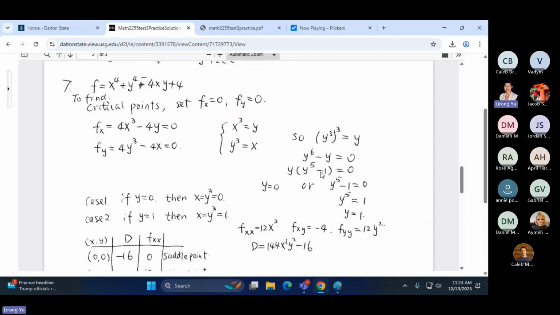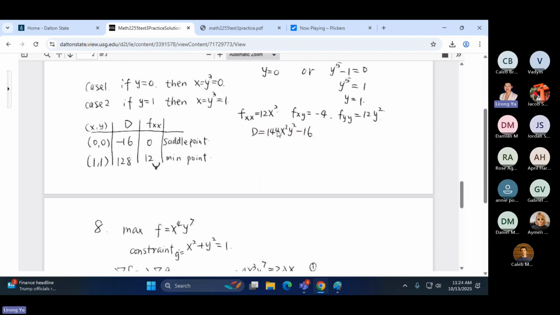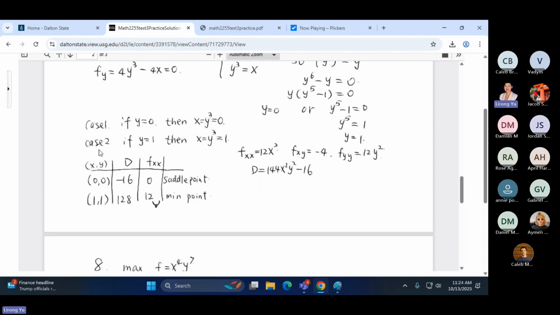Okay, so I guess this write-up was wrong. It should be positive 1 and negative 1. This should be y to the power a minus 1. So there should be two answers with y. So y equals 0 and y equals 1 and y equals negative 1. There should be three cases. So here in the write-up, I only find case 1 and case 2. There should be one more point.